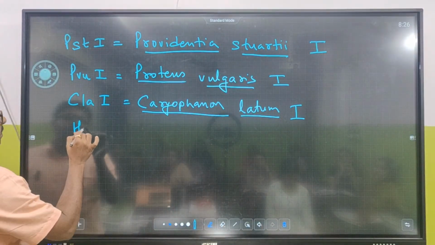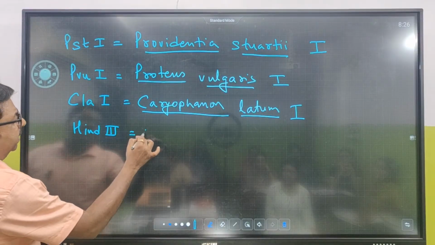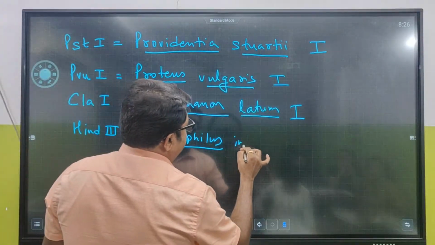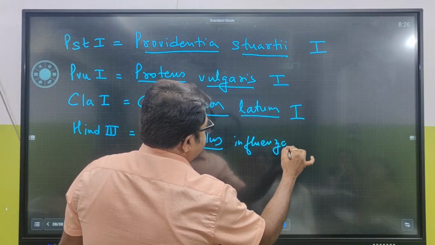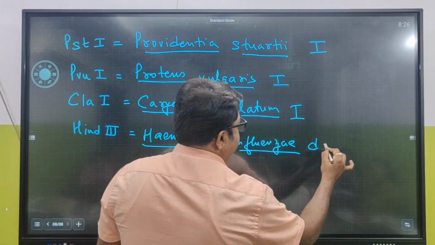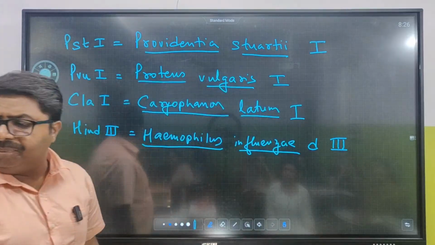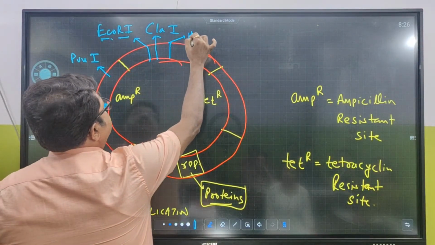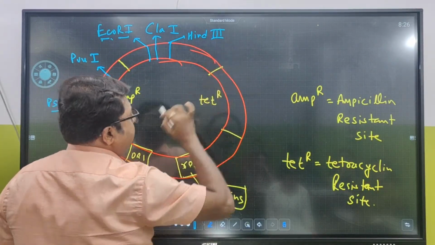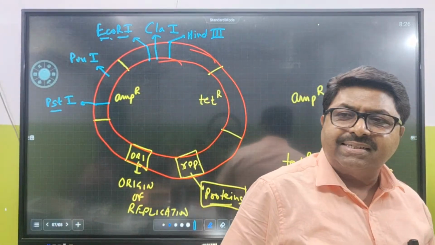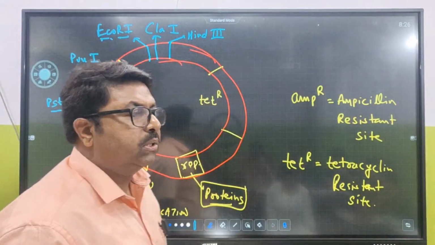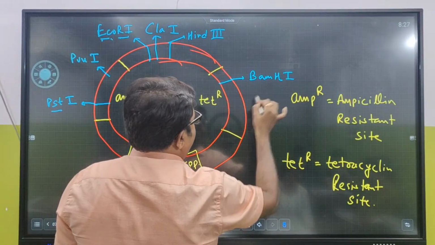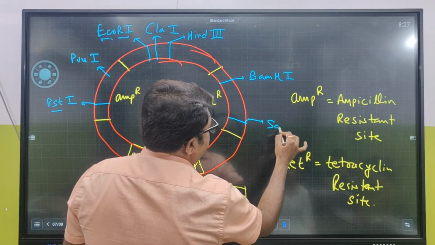What is HIN3? The next one is HIN3. What is that? It is Haemophilus influenzae. D is the type of strain and third isolated enzyme from this bacteria. Fine? And this is HIN3. And then what? It's present in tetracycline resistant site. You can see BAMH1 and SAL1. So over here, you can see BAMH1. And over here, you can see is SAL1.